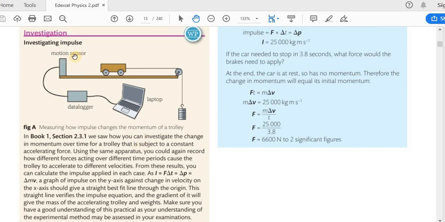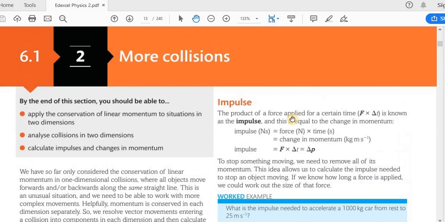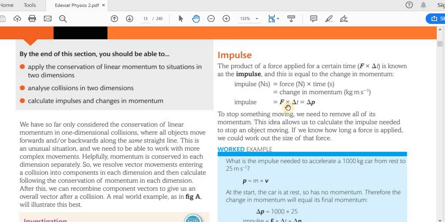Okay, so now it's about the impulse. Remember, impulse is the change in momentum. You can see that here. It is also force times time. The force acts on a body for a certain period of time. That is what we have here, force times time. Say for example, in the game of cricket, the bat strikes the ball.